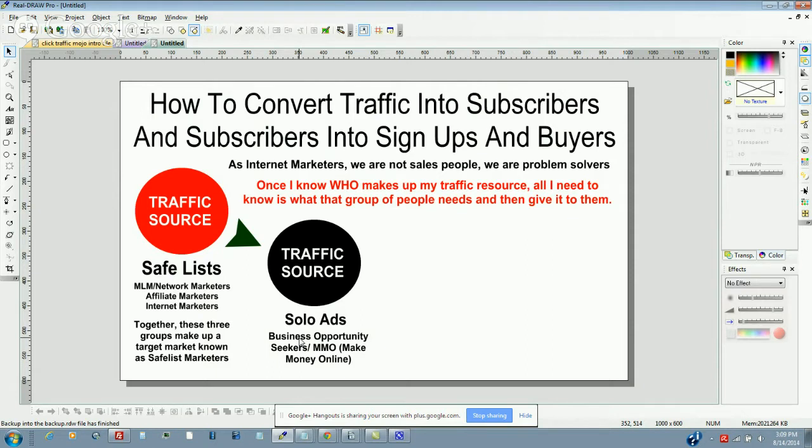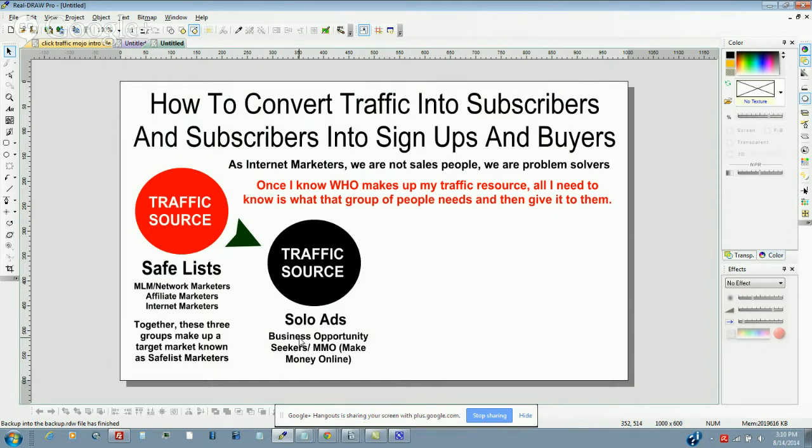Okay? Now, if you look at the business opportunity itself, what most people do, and this is a huge mistake, is they look at the compensation plan. They think the compensation plan is cool, therefore they go out and they promote this thing to everybody on the internet, the safe lists, the business opportunity seekers, promoting the money, thinking that that's what's going to attract people, okay? And in a sense, it will, but compensation plans do not make great promotional tools.